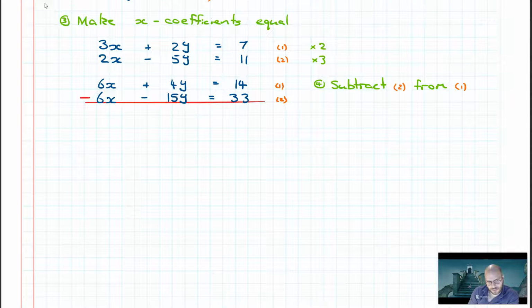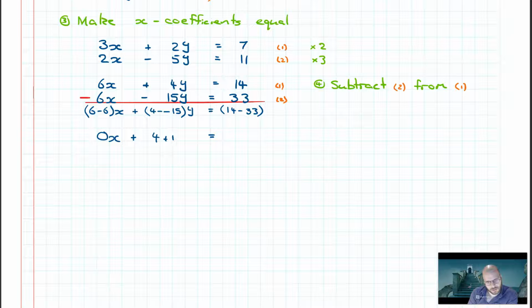Performing this, I simply open some brackets and I get the coefficients and I subtract them from one another. So it's 6 take away positive 6 x, plus, in brackets, positive 4 take away negative 15, that's y, followed by 14 take away positive 33. Cleaning up the equation, the 6 take 6 is 0 x, plus 4 take away negative 15 becomes 19y, and then 14 take away 33 is going to be negative 19.